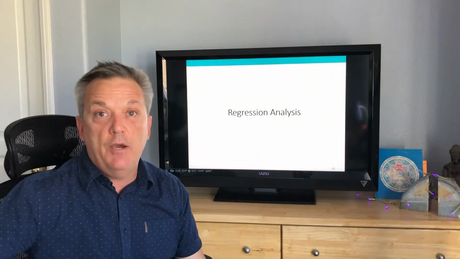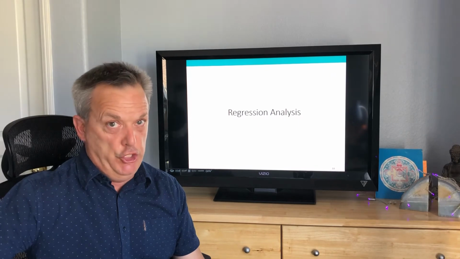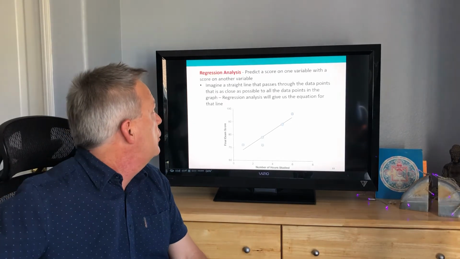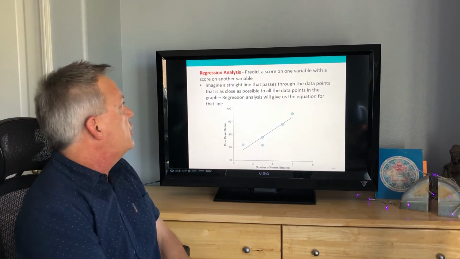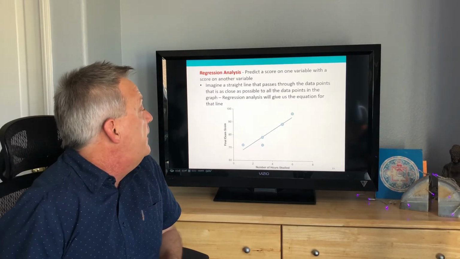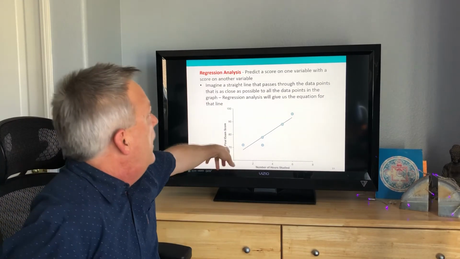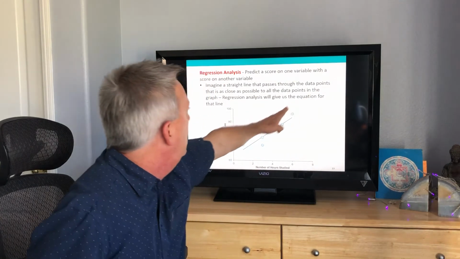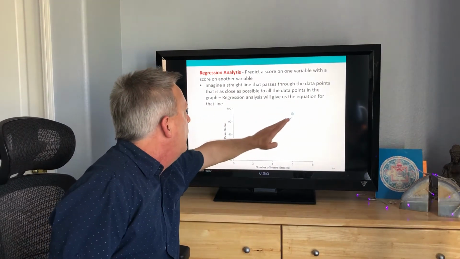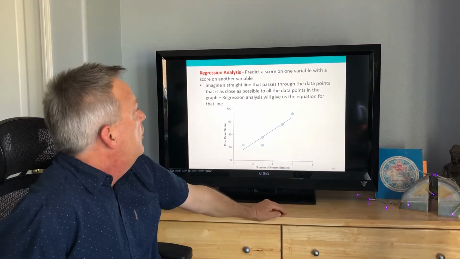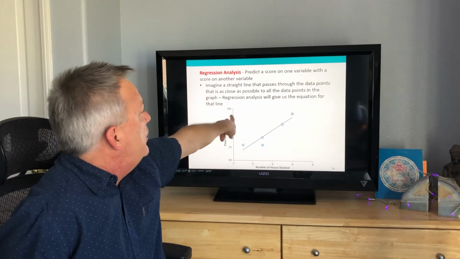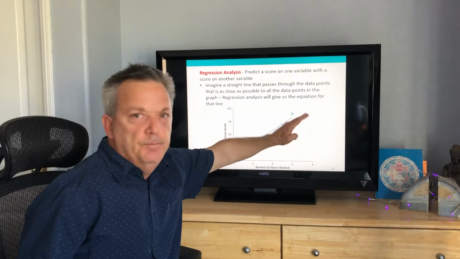Okay, so now we're going to look at regression analysis. Regression analysis predicts a score on one variable with a score on another variable. Imagine a straight line that passes through the data points that is as close as possible to all the data points in the graph. Regression analysis will give us the equation for that line.